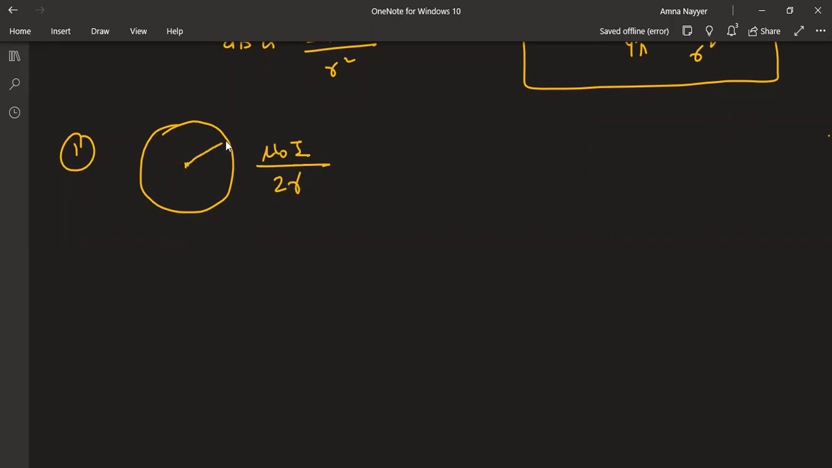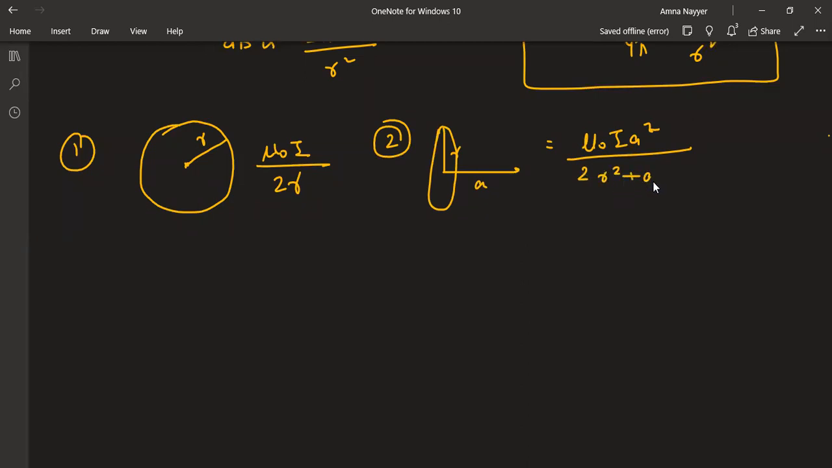This radius is r. And then if it is at the axis, let's say at this axis, suppose the separation is A. Radius is again small r. So the magnetic field is mu naught I r square by 2 times r square plus A square to the power 3 by 2. This is the magnetic field due to a circular coil, right? If it is asked to you.